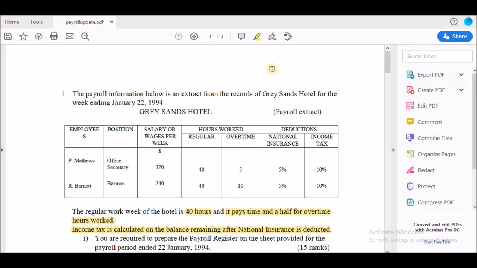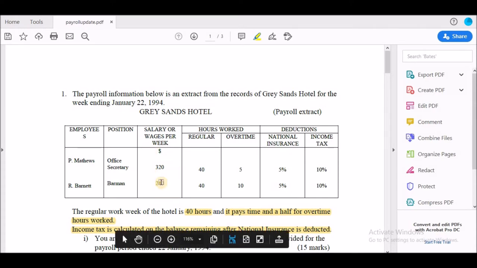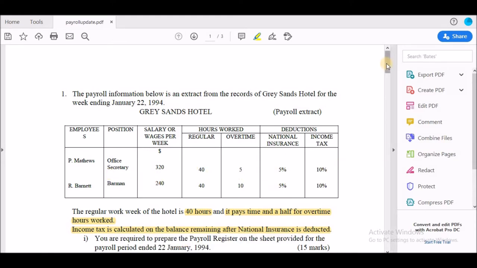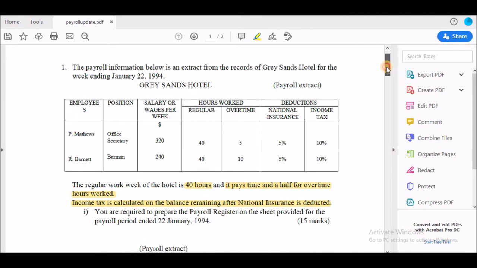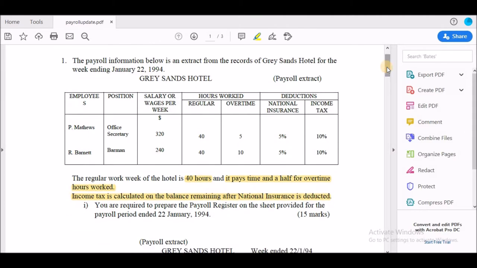We have two employees, B. Matthews and R. Barnett. Here we have their salary, their wage per week, the regular hours worked, overtime, the percentage for national insurance and income tax. And you won't find national insurance a different percentage per employee because the income tax and national insurance is normally a part of the labor laws. So if it is 10%, it's 10% for everyone.